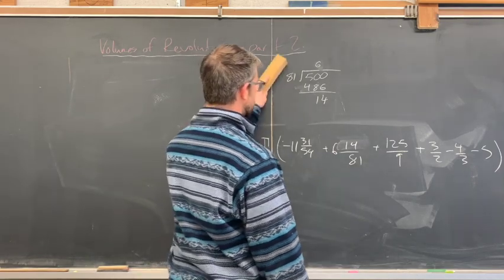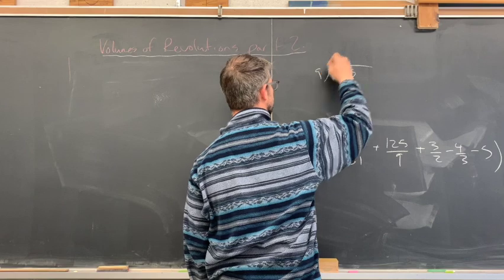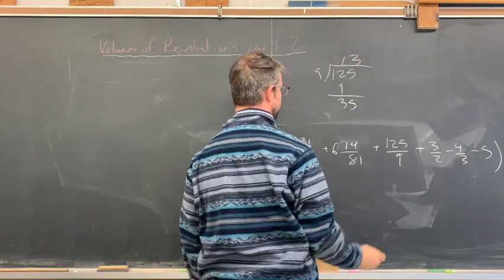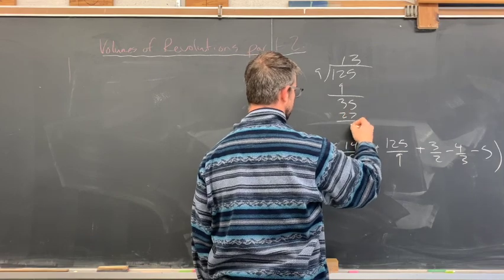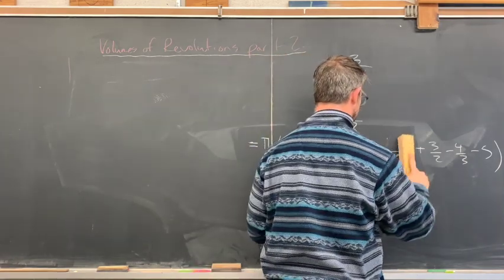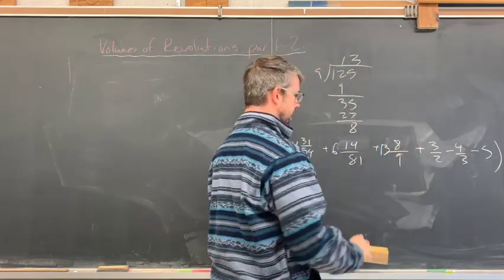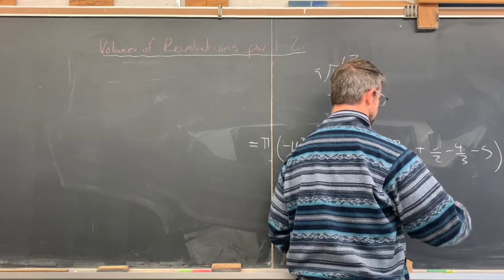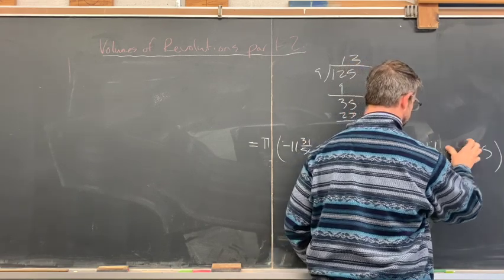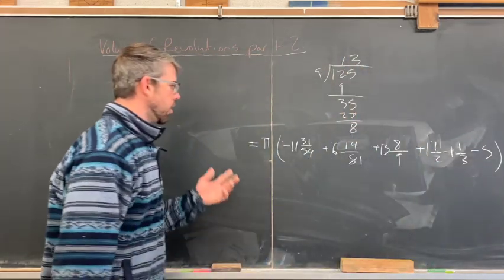Now 9 goes into 125. I was right, 13 and 8/9. And while we're here, we may as well just change these to whole numbers as well, so mixed numbers rather. And so I've got all mixed numbers now.